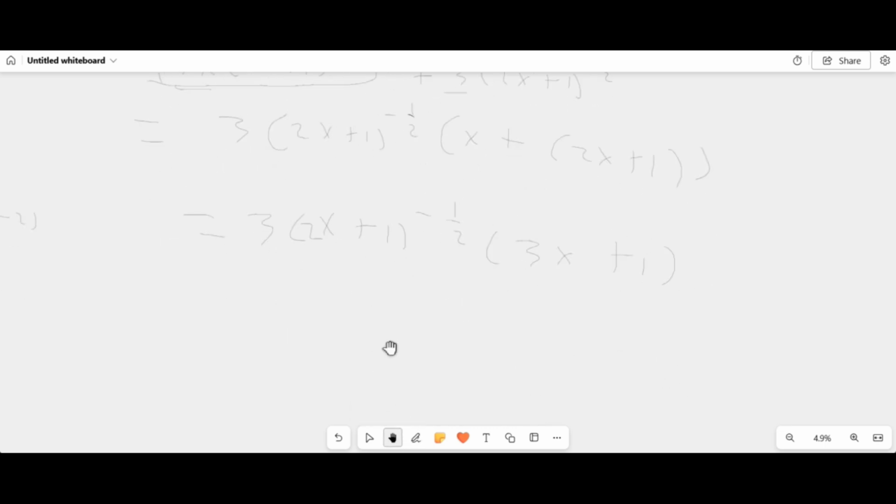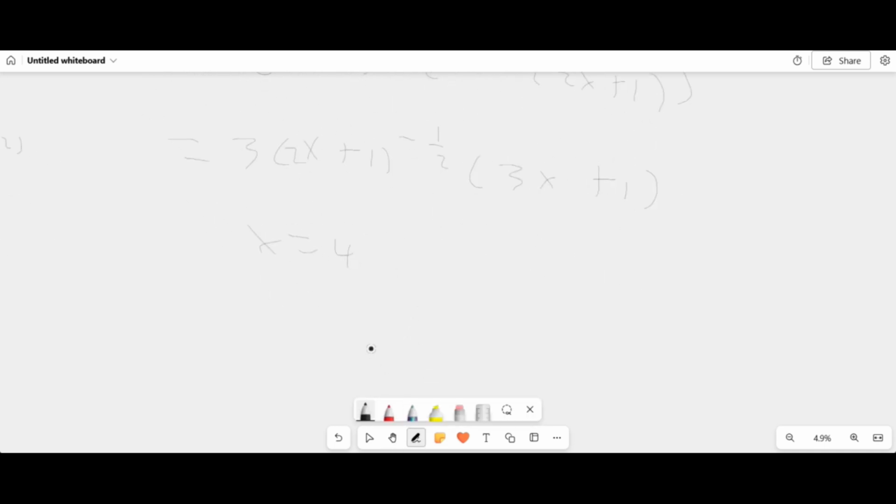So you get that. And now obviously x is equal to 4 here because you don't use the coordinate. I don't know what the coordinate is, but I know the x coordinate for it is 4. So now you want to put x inside of there. So it's going to be 3, open bracket, 2, open bracket, 4 plus 1 to the power of minus a half. Find the gradient here. And then 3, 4 plus 1, close bracket. And then obviously you put all that in your calculator, you're going to get gradient of 13 here.